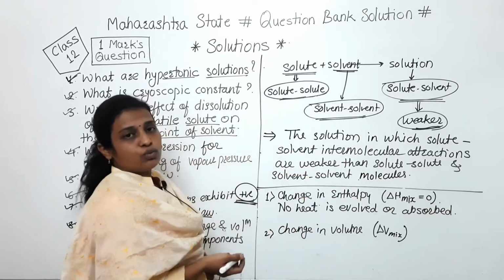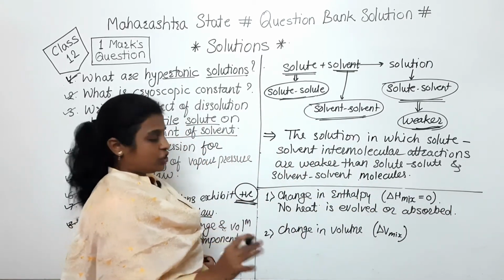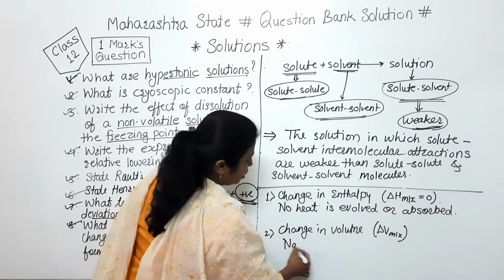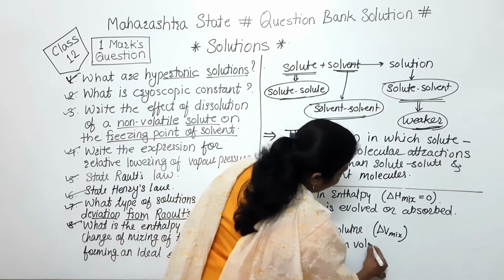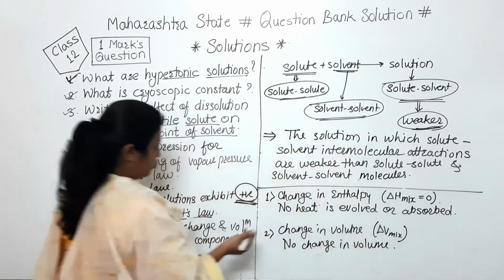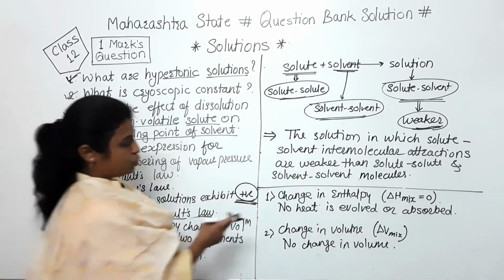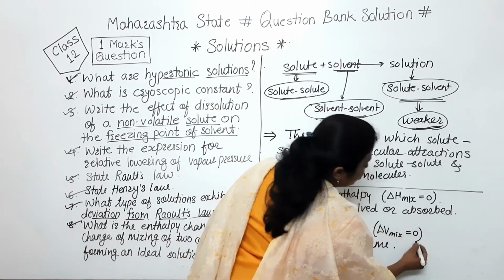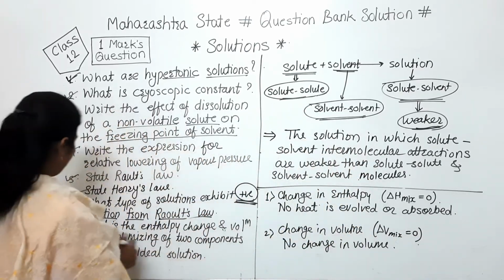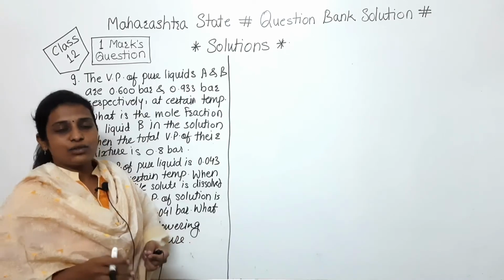What about the change in volume? There is no change in the volume. So simply we will write here: no change in volume when two components are added to form an ideal solution. So here we will also write delta V mix is equal to 0. So this is the answer for this question. Only the last two numericals remain.